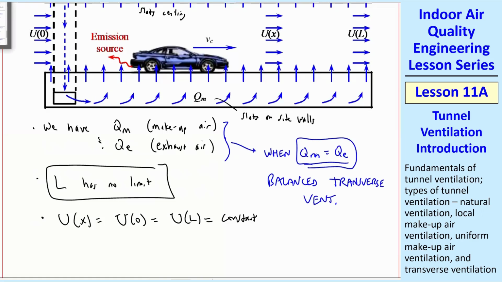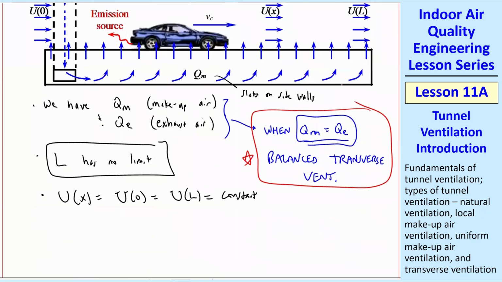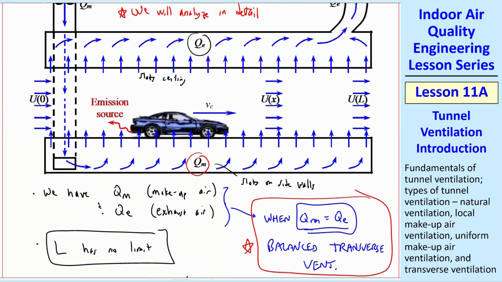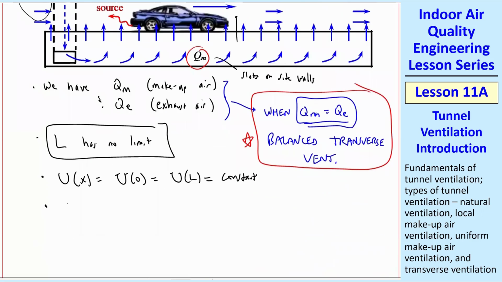ventilation. This is actually the only type of ventilation that we're going to analyze. Most of the time, they design these so that you have the balanced transverse ventilation system. You're adding some flow and you're taking out some flow at the same rate so U doesn't change. And also, C of X reaches a maximum at some X. Actually, it's a first order behavior, so it theoretically never reaches a constant.